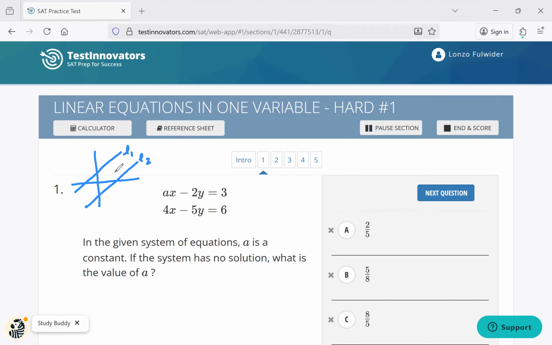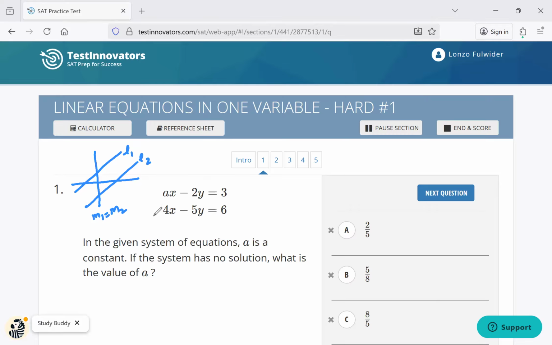So how do we know if two lines are parallel? It has to do with their slope. We know that their slope must be the same. So m1 must equal m2. But do we know the slope of one line? Not yet, but we can find out the slope.